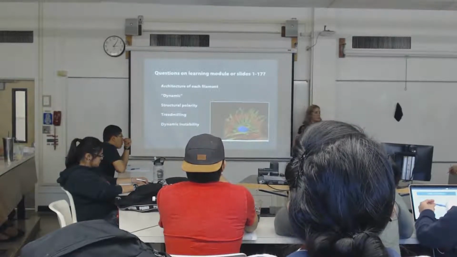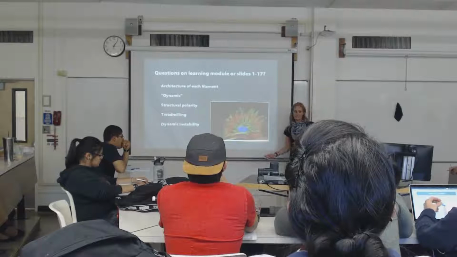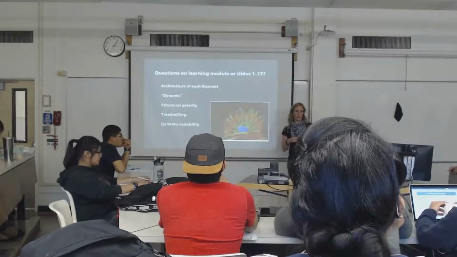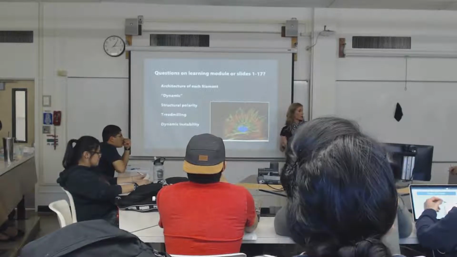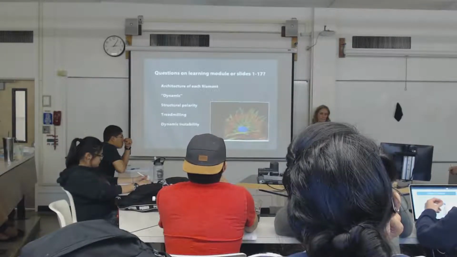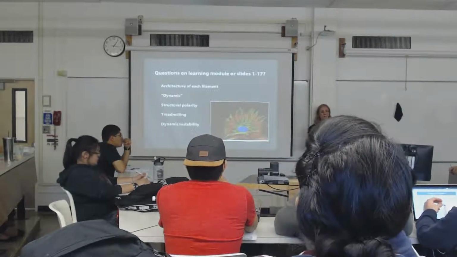So both microtubules and actin filaments can do that. They can break down and build themselves back up according to the needs of a cell. You see this all the time, like during cell division, or when a cell is migrating, or needs to change shape in any way. Now, structural polarity. What does structural polarity mean?